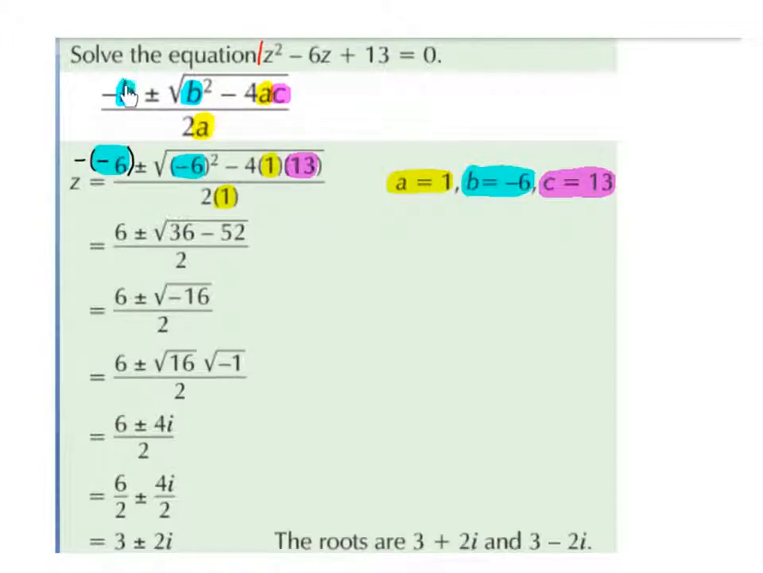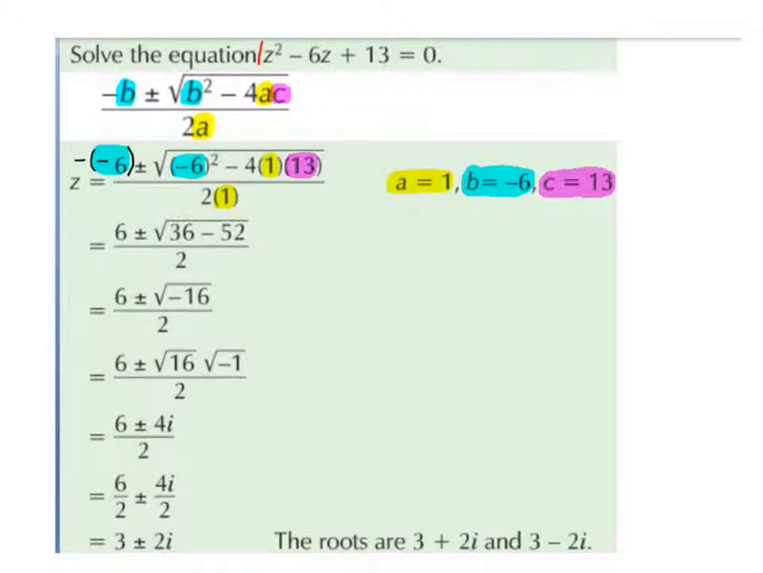So minus b becomes minus 6. And that b squared is again minus 6. Make sure you've got brackets around it. Very, very important, we've got brackets around it. Then we have minus 4 multiplied by a, and a is 1, so it's minus 4 multiplied by 1. And that's multiplied by c, and c is 13. So we stick on 13 with brackets around it. We have to use brackets because we're multiplying. And that's all divided by 2a, and since a is 1, it's all divided by 2 times 1.